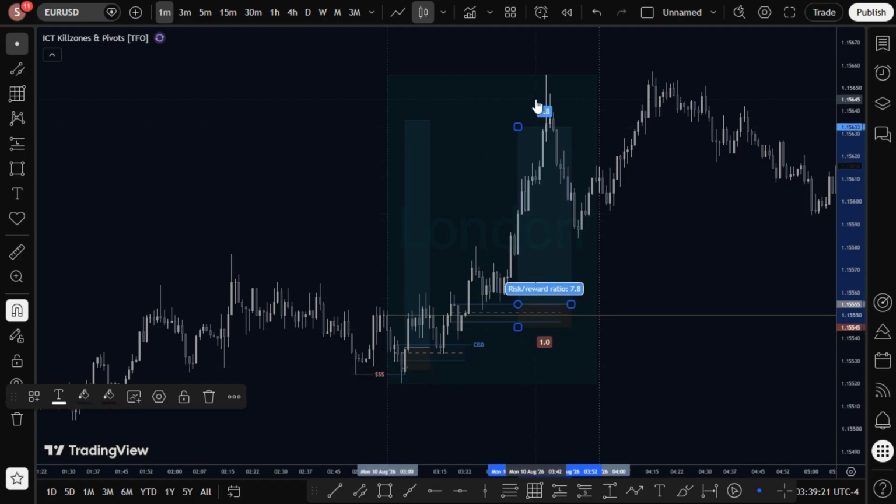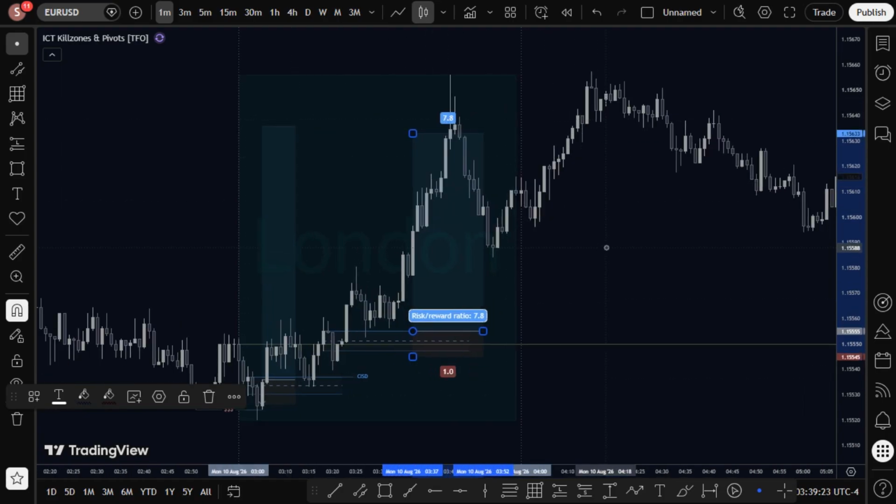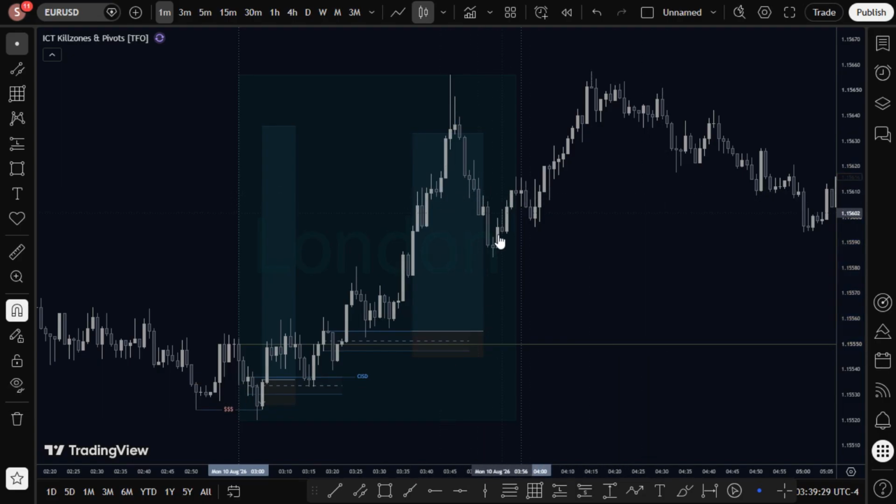So if price goes up and gives you a change in state of delivery, we have a change in state of delivery, price comes back into your fair value gap. Okay, you want price to respect your fair value gap. As you can see, this is outside our window, so that's why we will not consider it. It's outside.